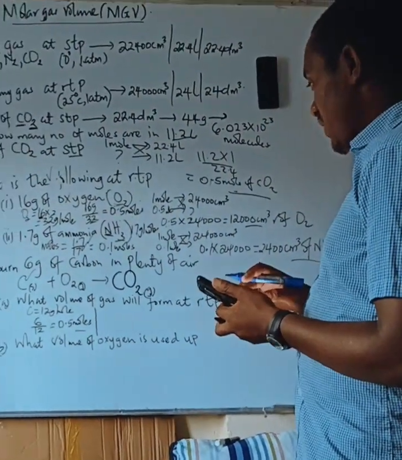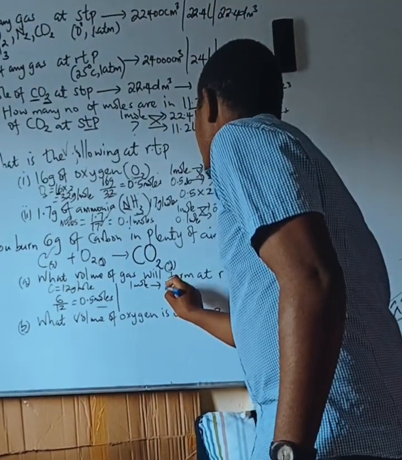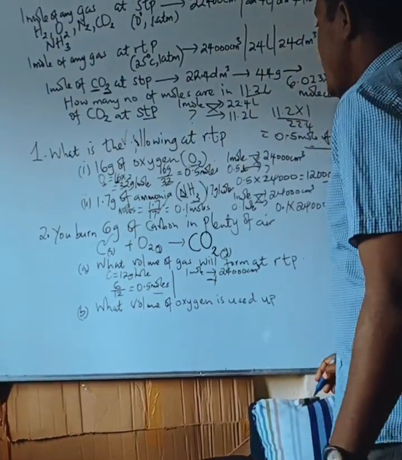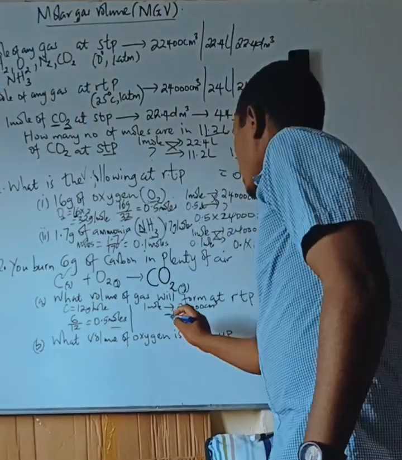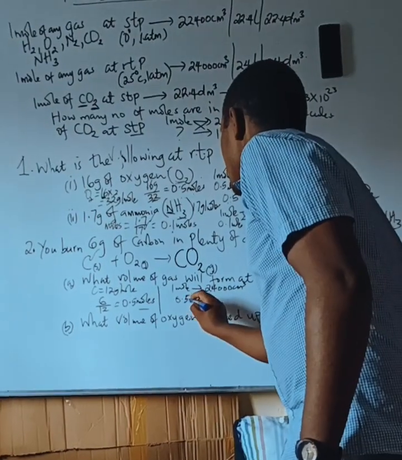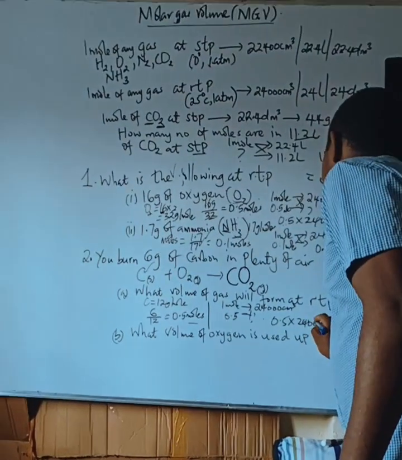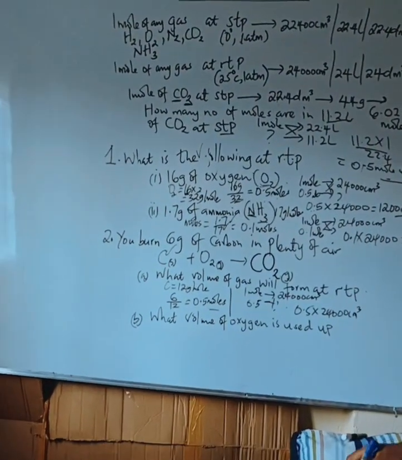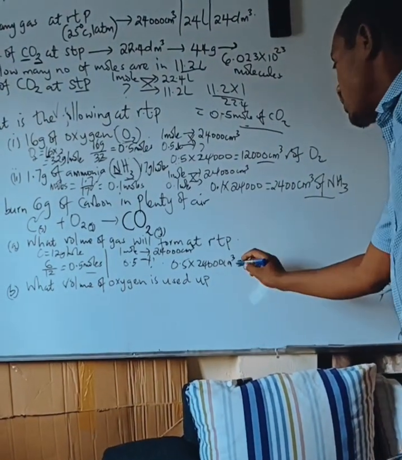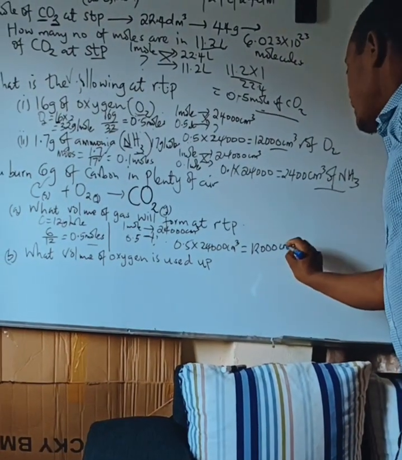So 0.5 moles. 1 mole occupies at RTP 24,000 centimeter cubic. RTP is room temperature and pressure. Remember what we said above. So what about 0.5 moles? It will be 0.5 times 24,000 centimeter cubic. The answer becomes 0.5 of 24,000, which is 12,000 centimeter cubic.